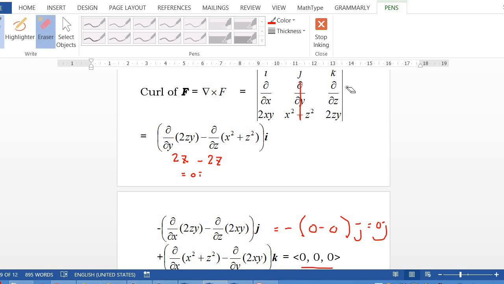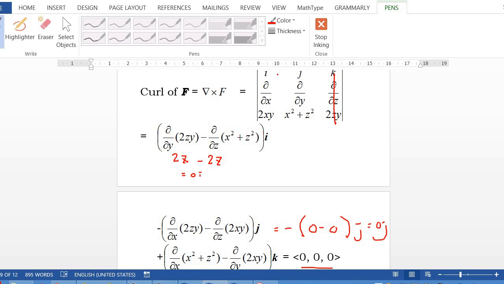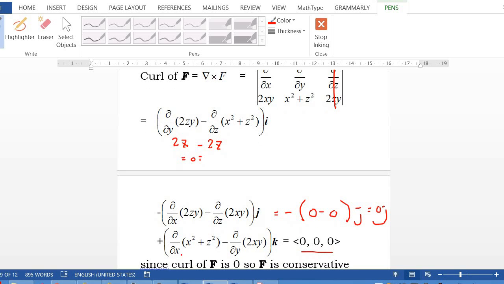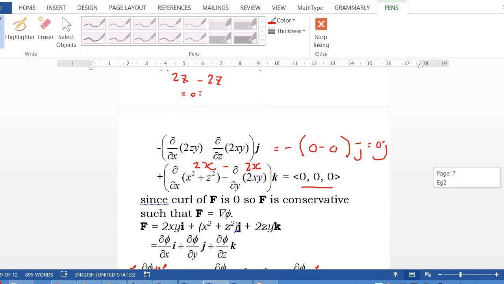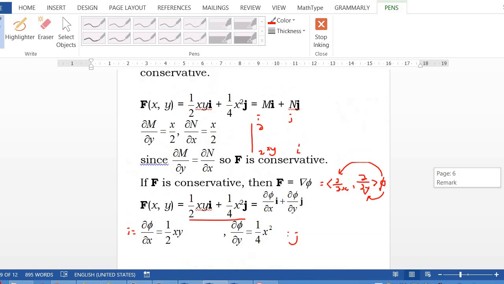For component k, you close that column, and it becomes i cross j. So we have del/dx of (x squared plus z squared) minus del/dy of 2xy at component k. Del/dx of x squared plus z squared gives 2x, minus del/dy of 2xy, which is 2x. So 2x minus 2x is 0k. Hence each component is 0i, 0j, 0k. Hence f is conservative, and you can use your potential function to find phi. So I conclude back what is important in these lectures.